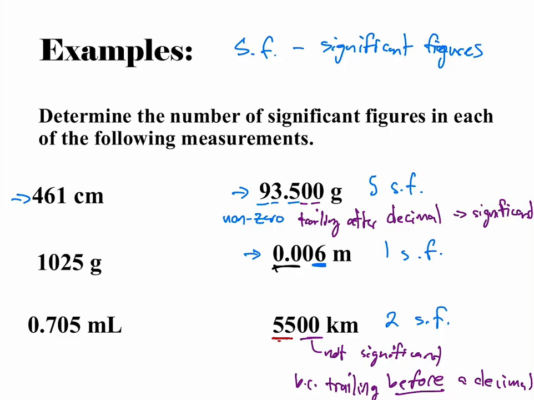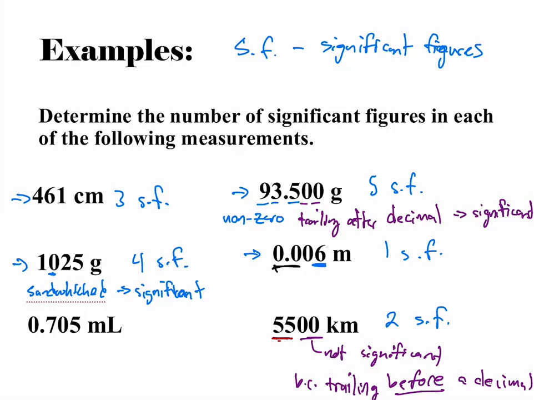What about 461? 3, right? Because those are all non-zero digits, so they're all significant. This is 3 sig figs. What about 1,025? 4. So why is that 0 significant? It's a sandwiched 0, which means it's significant. So there are 4 significant figures.